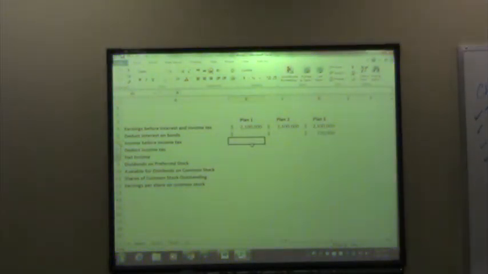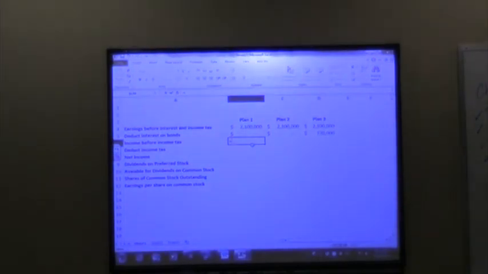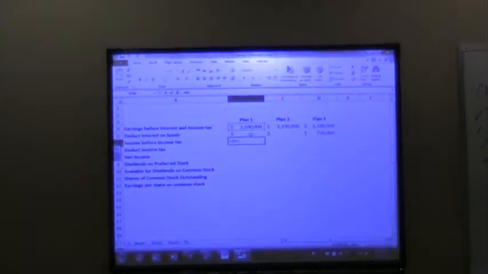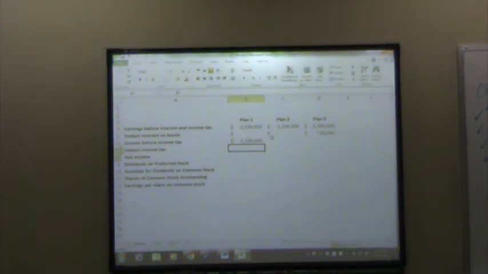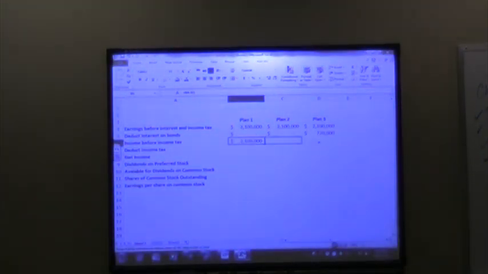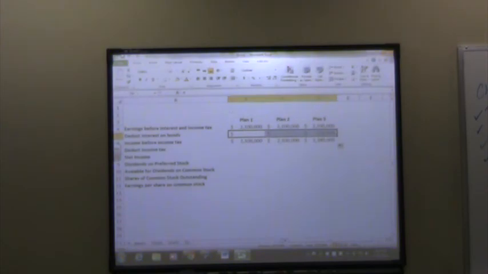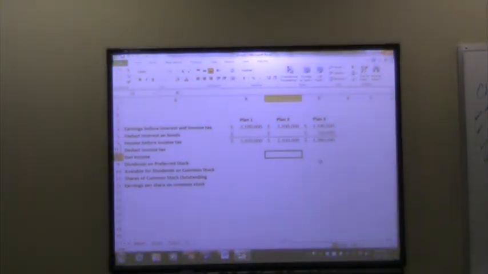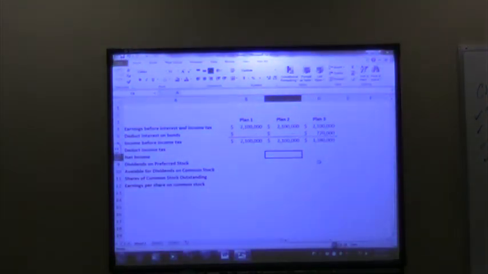All right. So to get this, I'm just going to subtract this minus this. Obviously, that's staying the same. The one over here is the difference. You guys see it okay up there?